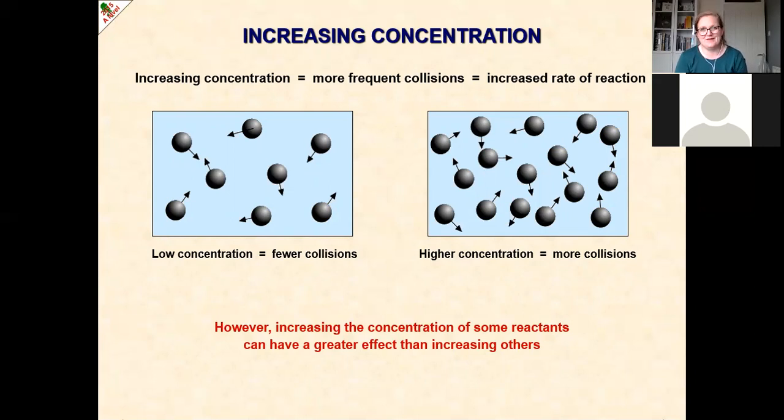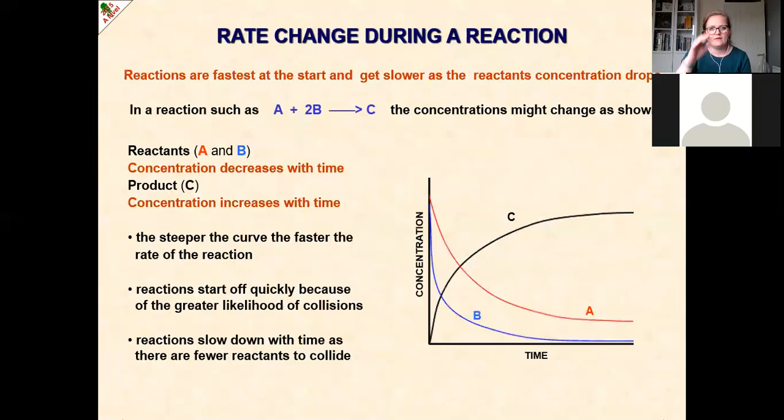However, this is a big however, it seems logical, well, I'll just stick more in, so then I can have a faster rate of reaction. However, increasing the concentration of some reactants can have a greater effect than increasing others. So we have to pick which ones we're going to be increasing and which ones we aren't going to be increasing. I mean, if we just increased everything, it has very minimal effect. So we have to be quite careful deciding what we're going to increase, what we're going to decrease.